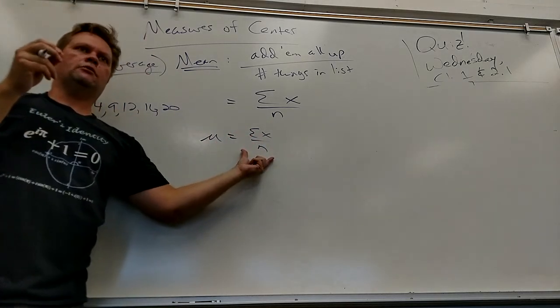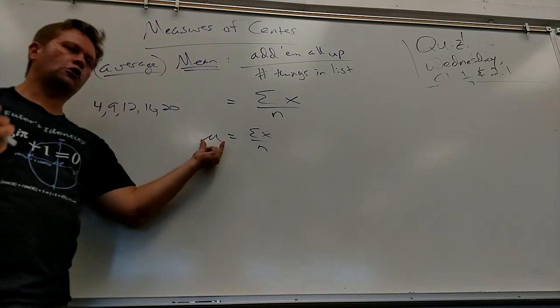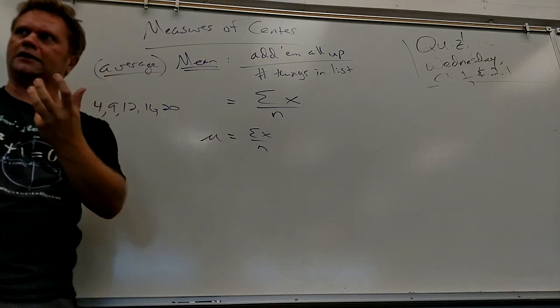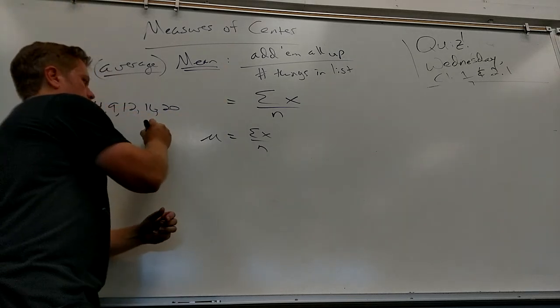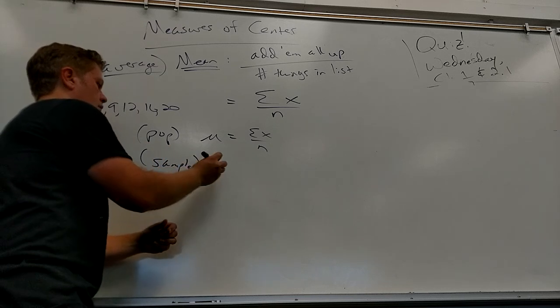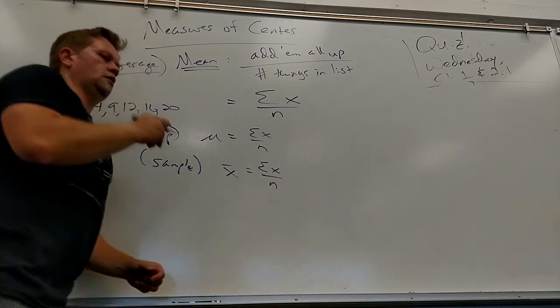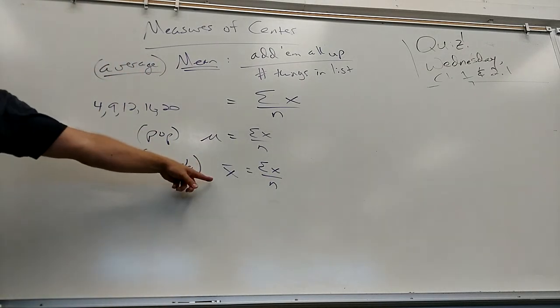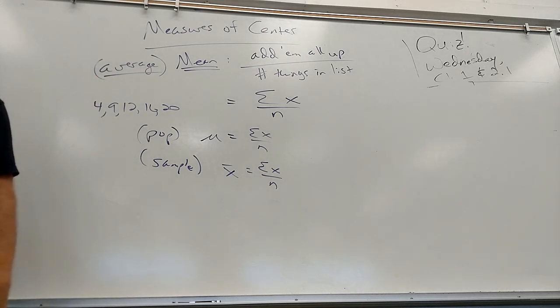But in statistics, a population is like, whoa, population. So we give it Greek letters to give it a little more gravitas, right? Ooh, Greek letters, population. For sample, we just use X bar. A little bar over a letter means the average of that thing for sample.